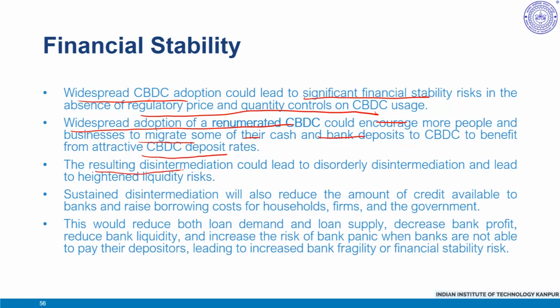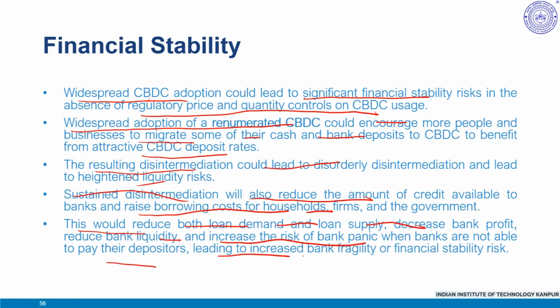The resulting disintermediation could lead to disorderly disintermediation and may lead to heightened liquidity risk, as we have seen worldwide when new instruments are circulated and there's a lot of public interest around them. Sustained disintermediation will also reduce the amount of credit available to banks and raise borrowing costs for households, firms, and government. This would reduce both loan demand and loan supply, decrease bank profits, reduce bank liquidity, and increase the risk of bank panic when banks are not able to pay their depositors, leading to increased bank fragility and financial stability risk.